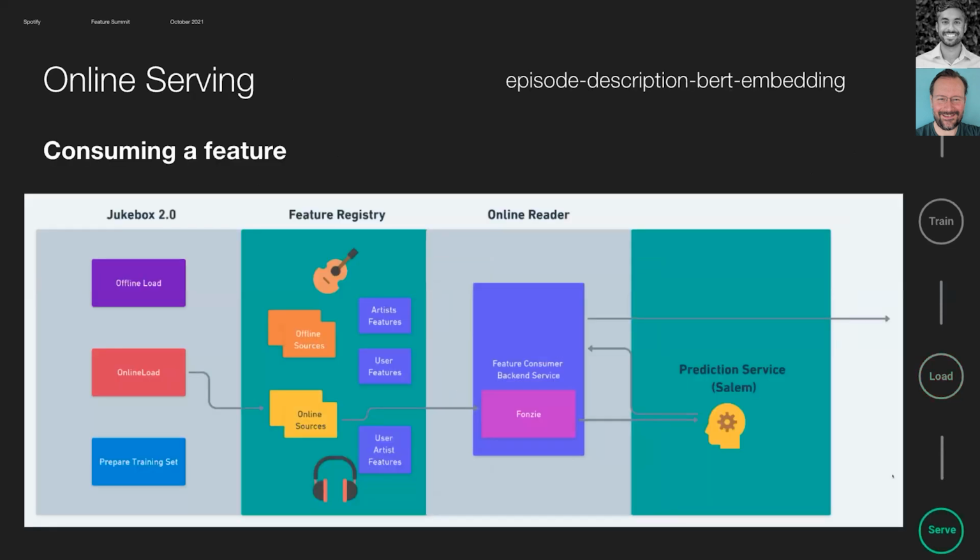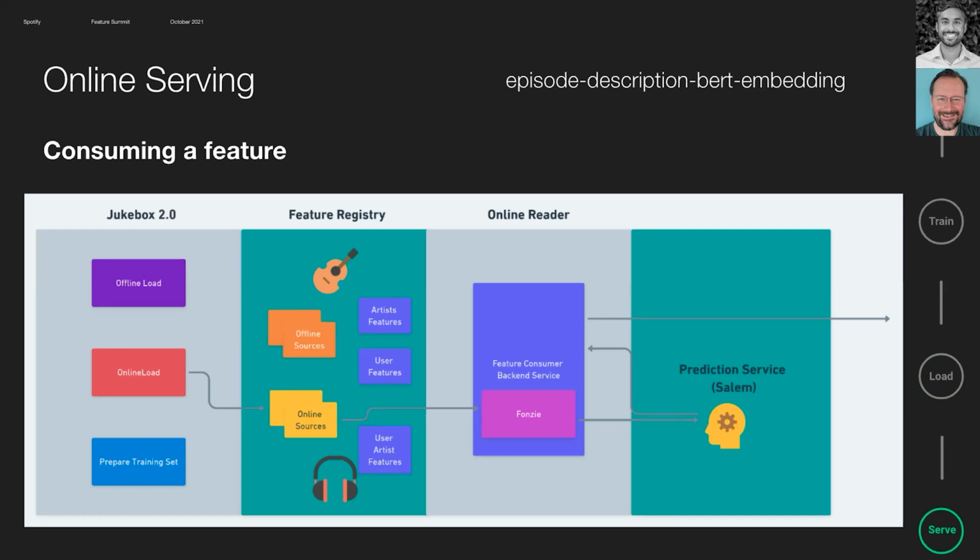So none of this would matter if we couldn't serve online. So we actually have something in Jukebox called Fonzie, because it gets your features. And in home, nearly all our models have a Java-based backend, which will collect the features from various sources and throw them at our Salem, which is our features serving, our model service. And then it will spit out a prediction.